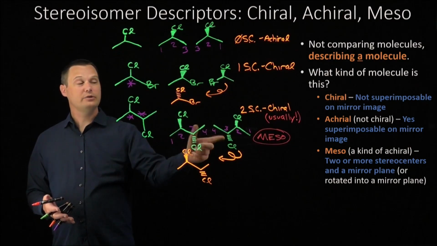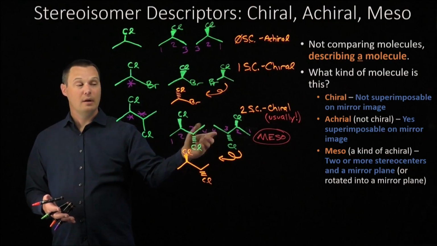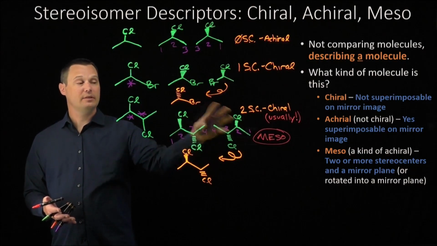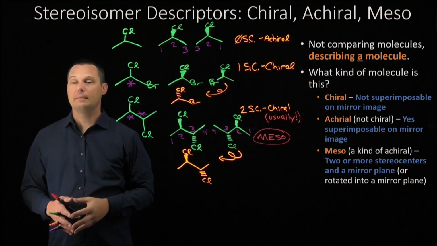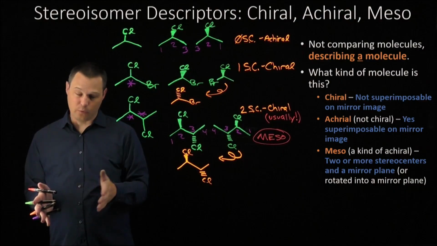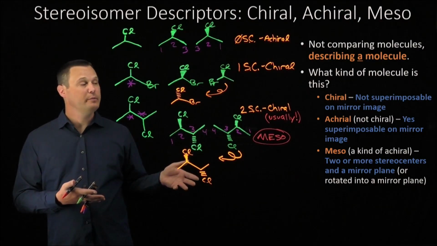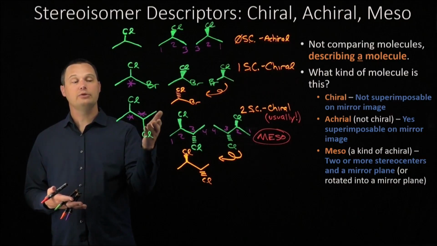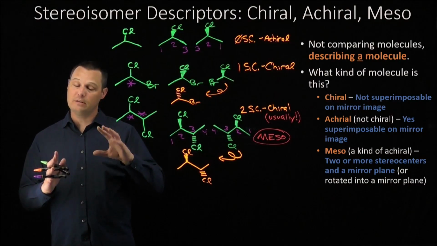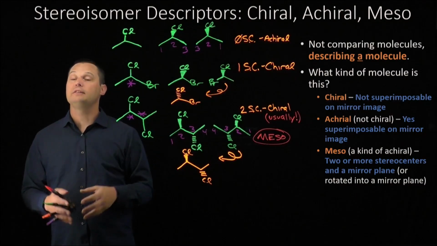Meso is not a relationship word between 2 molecules because I don't have 2 different molecules. I have the same one molecule drawn several times. Recall, this is a video about descriptor words. Meso describes a single molecule. Our textbook definition of a meso molecule is a molecule that contains 2 or more stereocenters and contains a mirror plane or can be rotated into having a mirror plane.